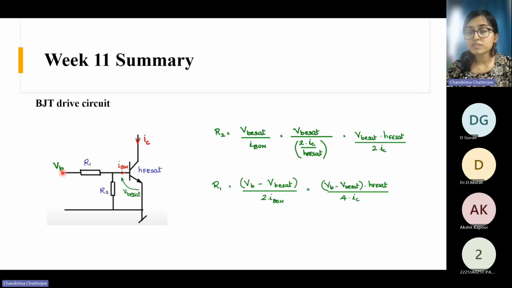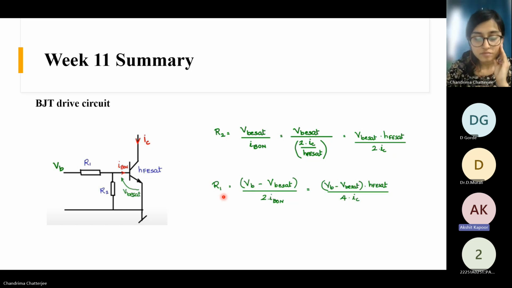Here your voltage is VB, and at this point your potential is VB set with respect to ground. And here you are getting IB on. Ma'am, am I audible? Yes, tell.